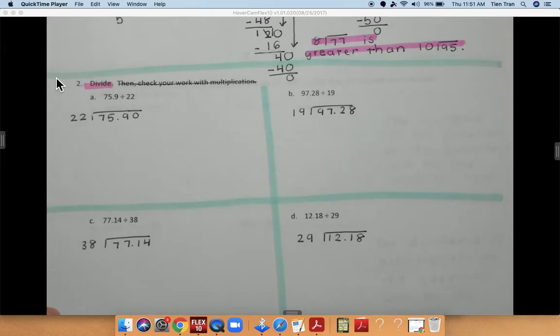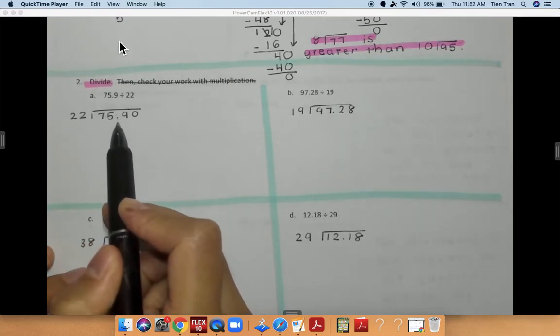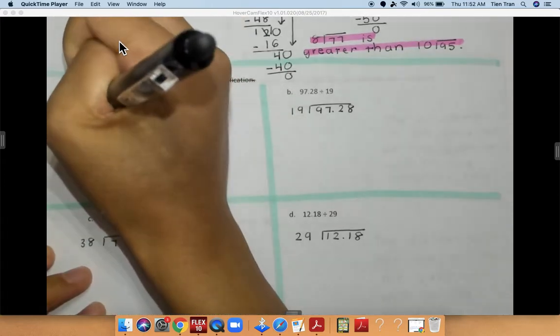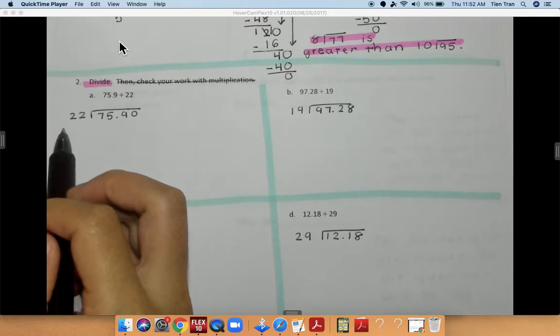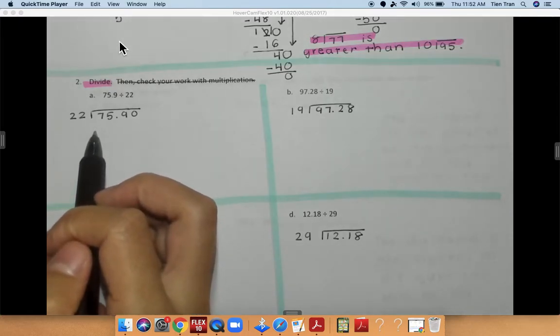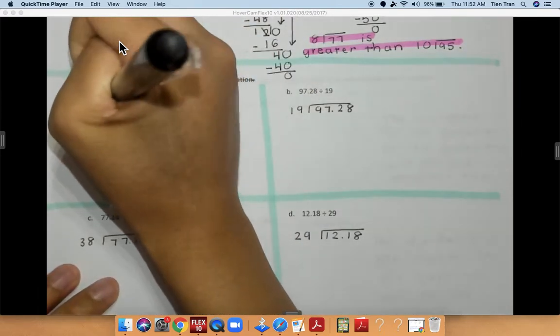For problem number 2, it asks you to divide. I'm not going to check my work because I don't have enough room. However, you can if you want to. Now, for problem A right here, we have 75 and 9 tenths. And I'm putting the first number inside, and the second number goes on the outside, which is called your divisor. How many times can 22 go into 75? I know that 22 can go into 75 3 times.